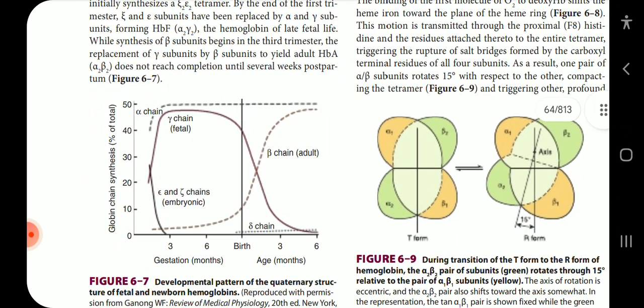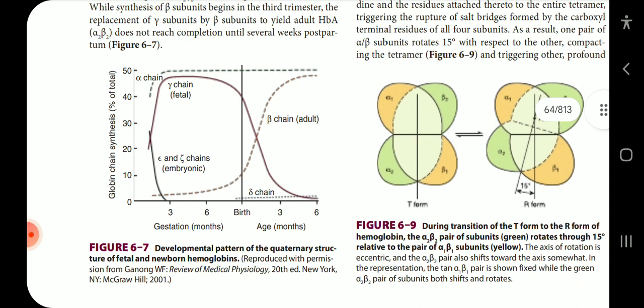See figure 6.7. The developmental pattern of quaternary structure of fetal and newborn hemoglobin can be seen. The fetal gamma chain is depleting and the beta chain is arising.